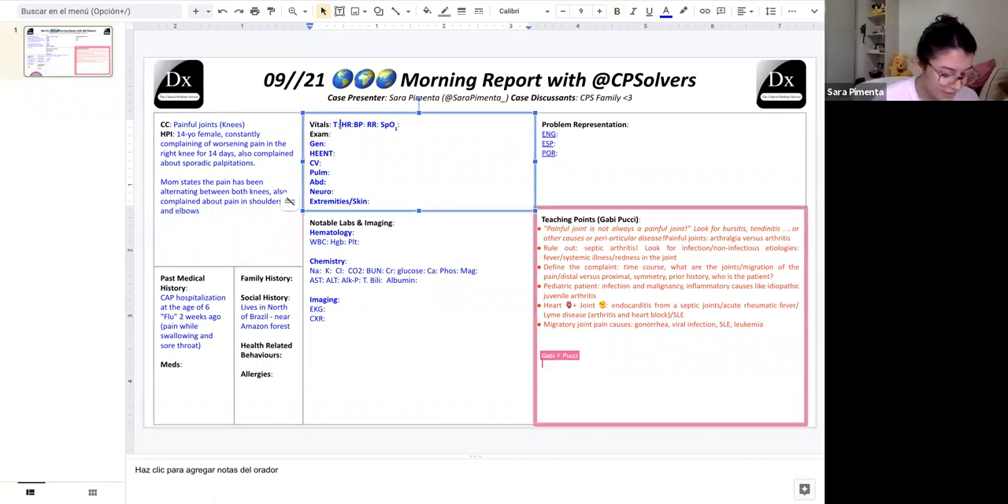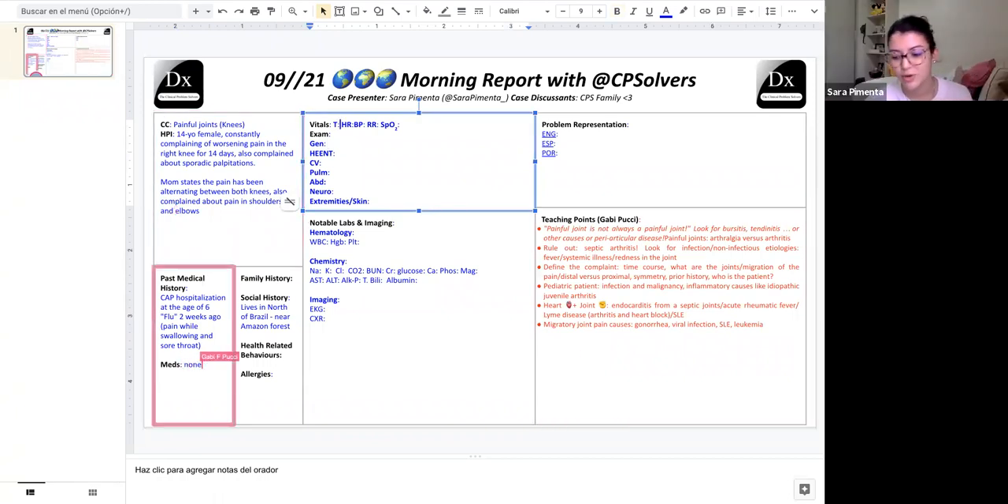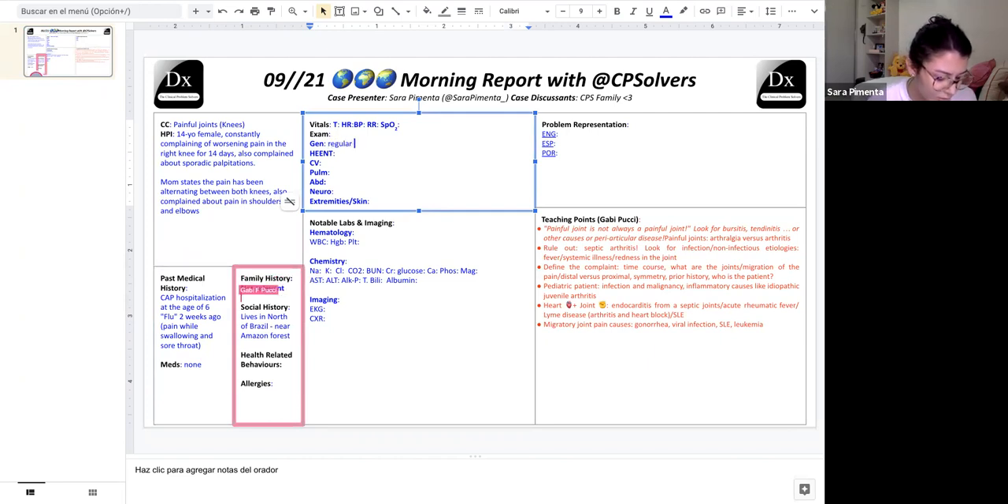From the physical exam, the patient was in regular general condition. She had a fever of 102 Fahrenheit or 39 Celsius. The cardiac frequency was 124, and the respiratory frequency was 30. There was edema in the knees and in the elbows, and they were very hot and swollen, and there was a lymph node in the cervical region.